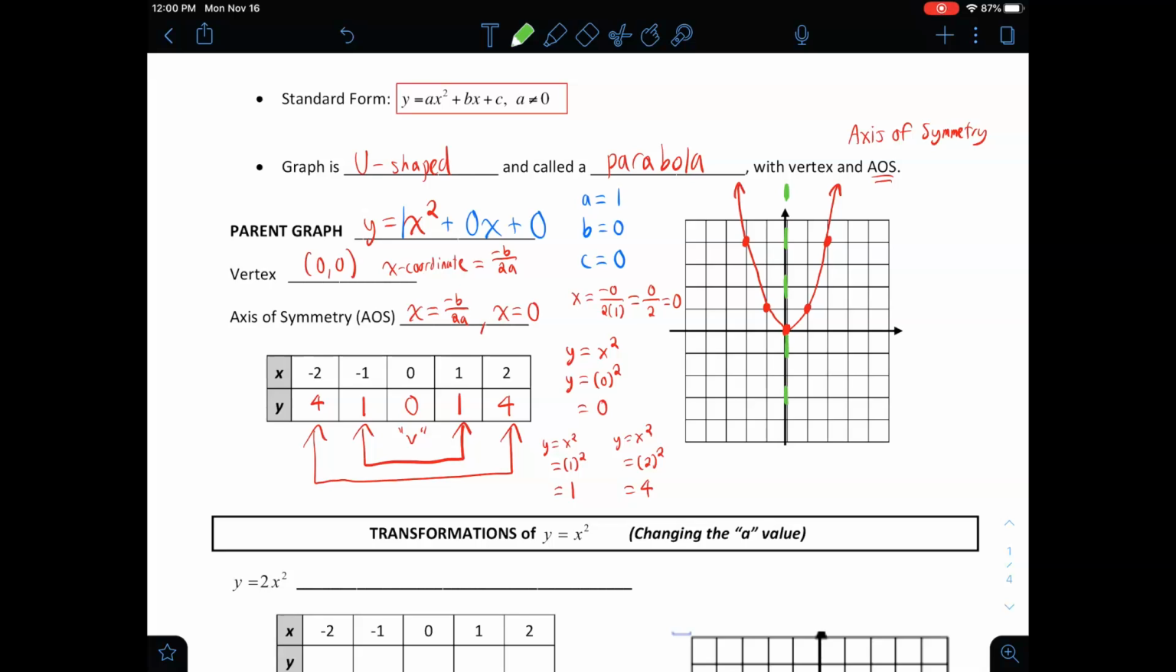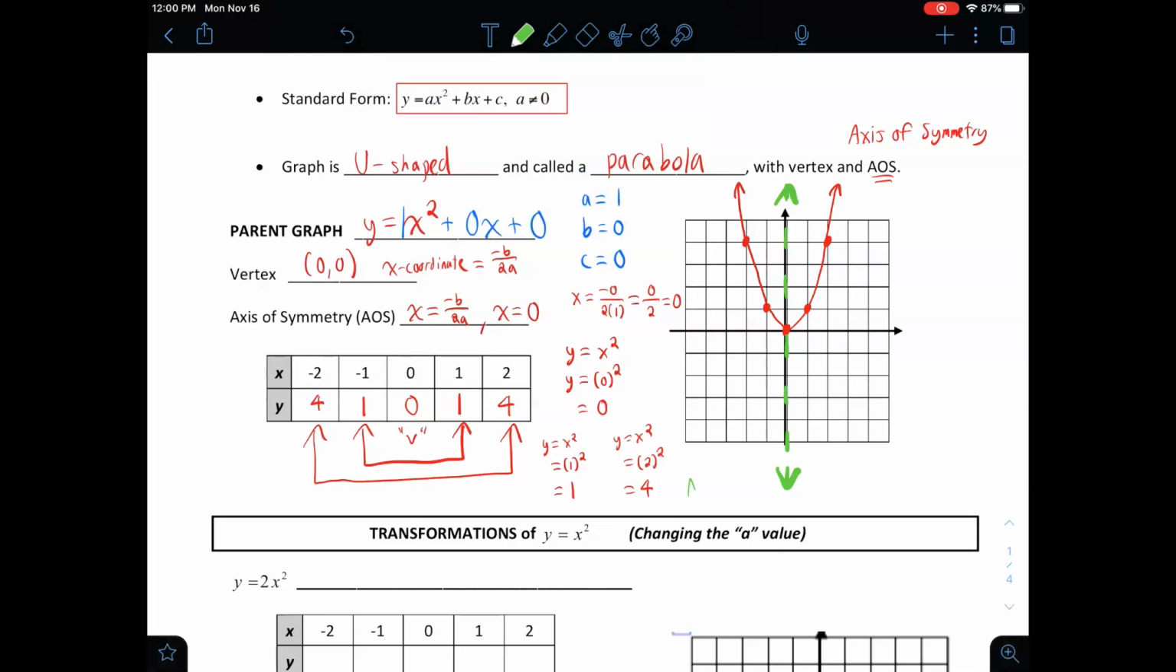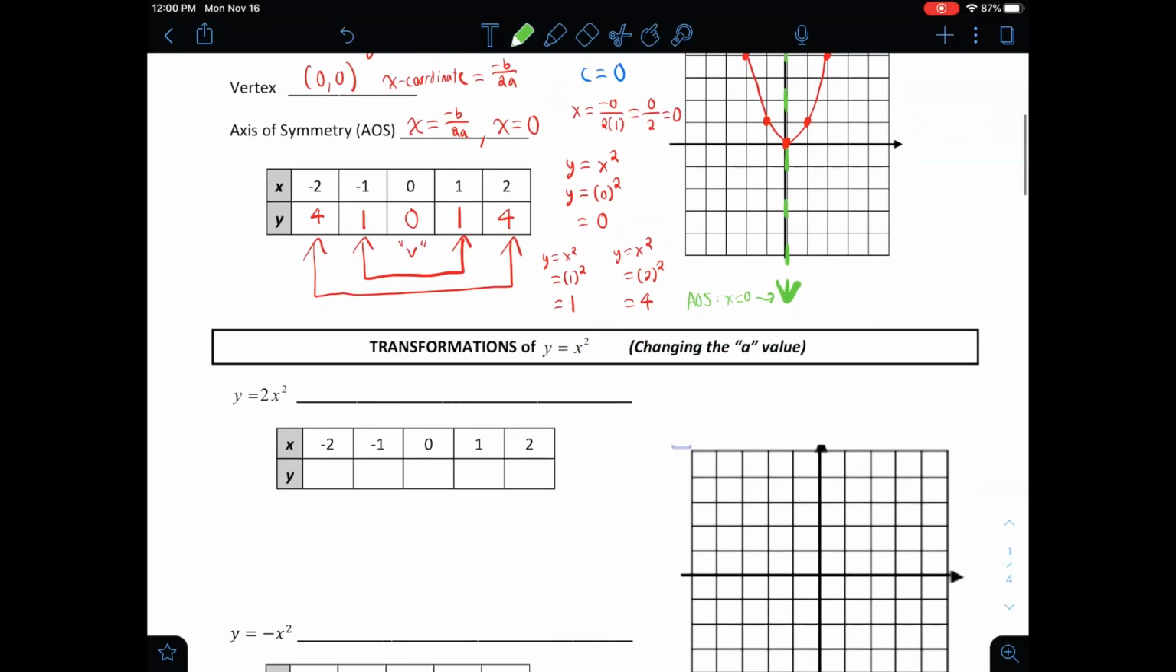That was our axis of symmetry. We said it was x equals 0, right? So this is our axis of symmetry, AOS, and it is x equals 0, and there's the line. It's a vertical line through x equals 0. All right, sounds good. How many more we got here? We got 3 more examples to do and more things to talk about.